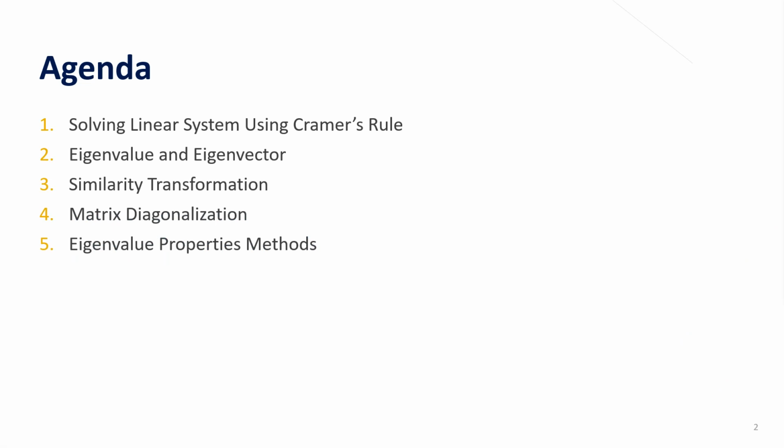So first, solving linear equation systems using Cramer's rule, and then what are eigenvalues and eigenvectors, and then similarity transformations, and then matrix diagonalization, as well as the eigenvalue properties.